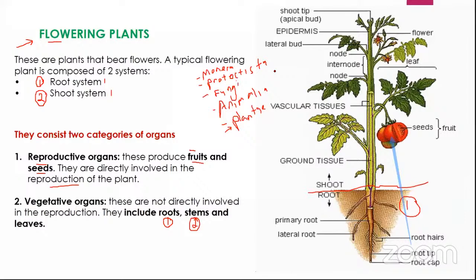Okay. So, and then we also have what we call vegetative organs. That is the root, stem, and the leaves. These ones are not directly involved in reproduction, okay? Much as they can also be used. Now, today we are going to look at the root system. We're going to examine the roots in detail. And this is where we are. I hope everyone is at par now.